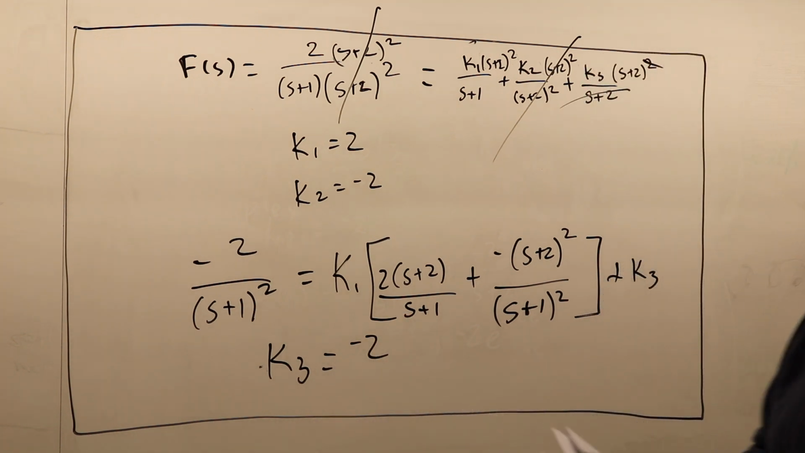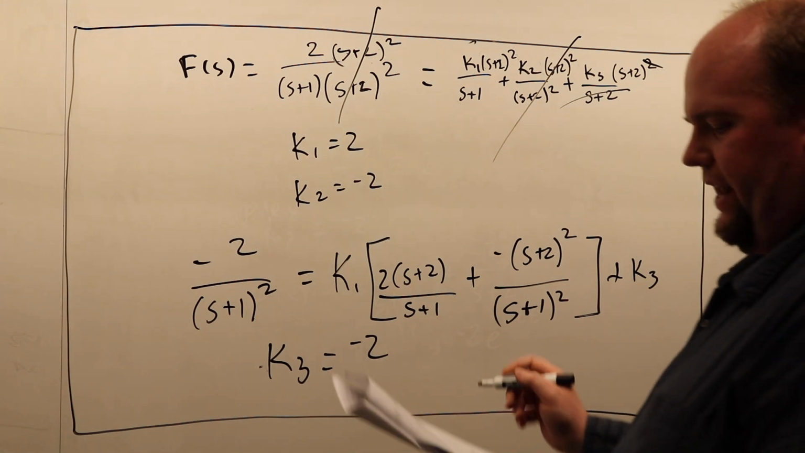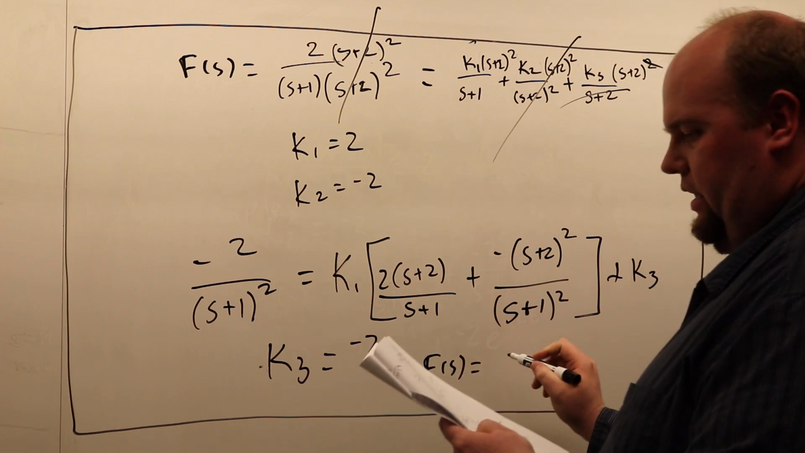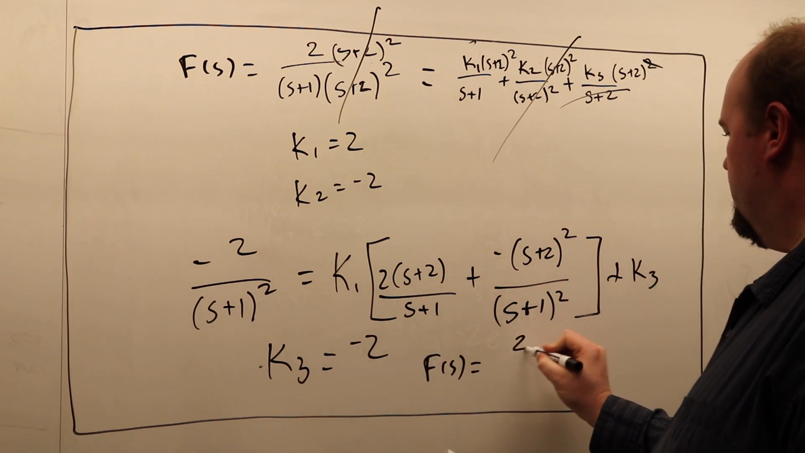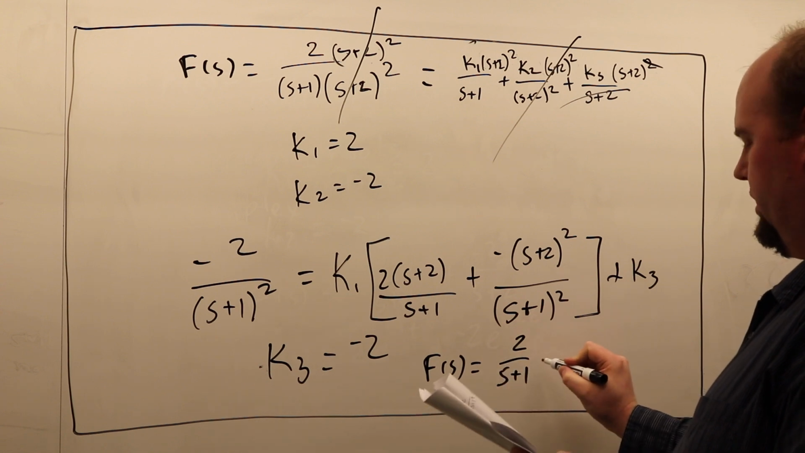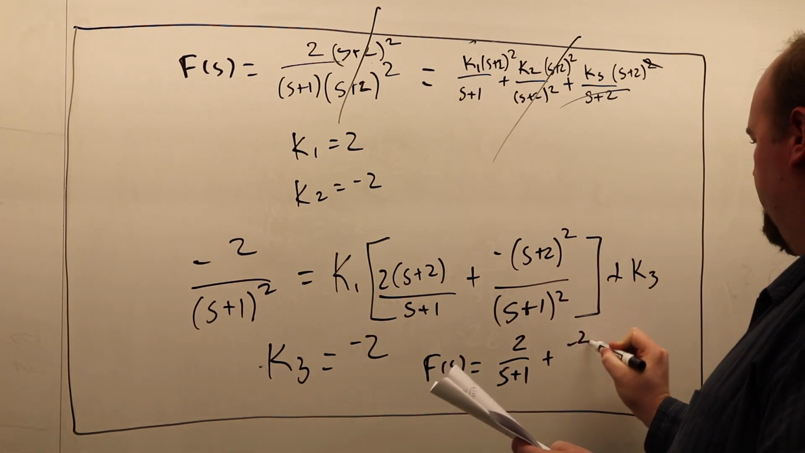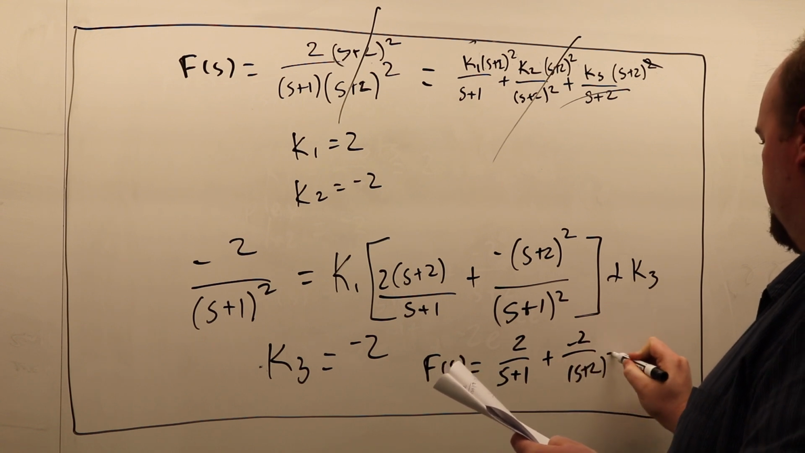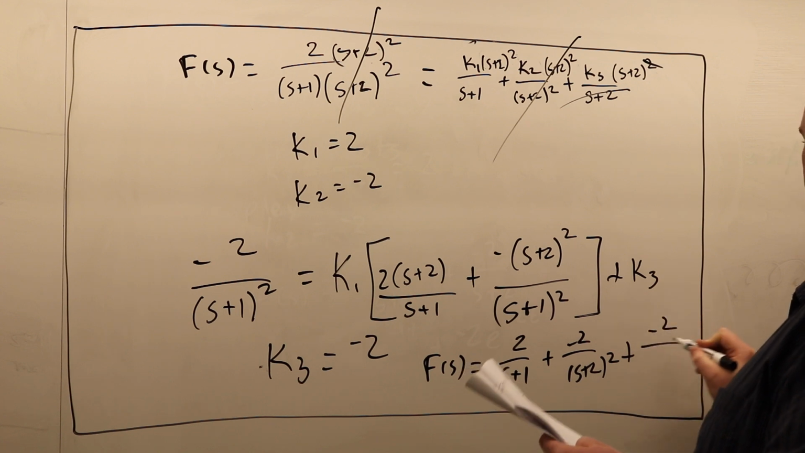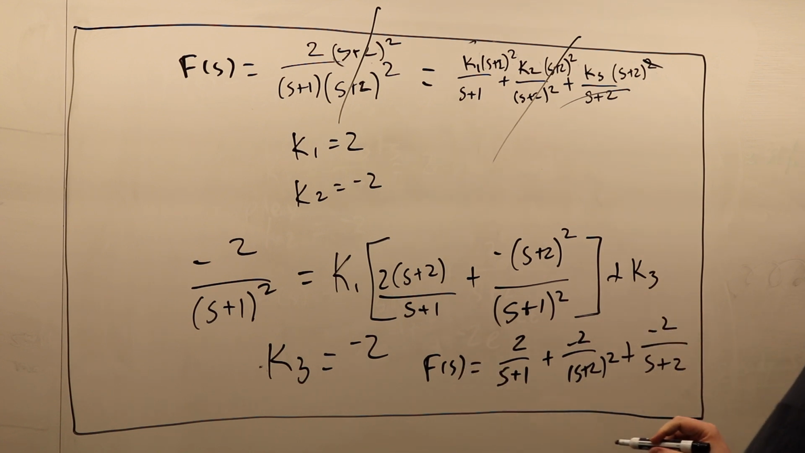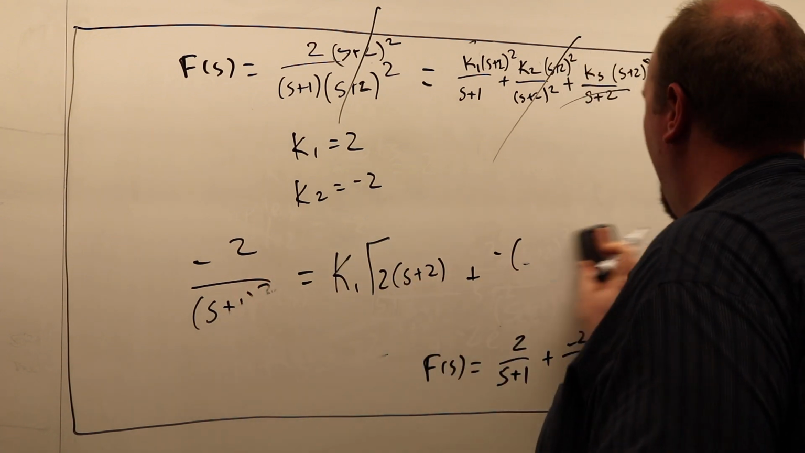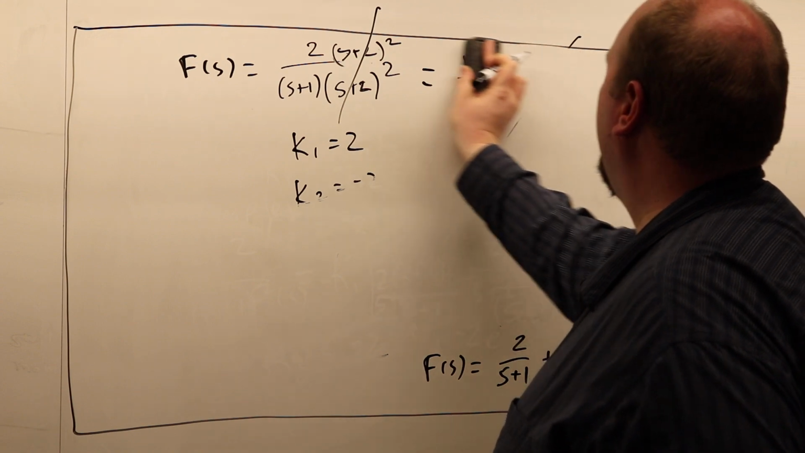Okay, and I'm not going to expand that out. So, well, I will expand that out. So our function of s is going to be 2 over s plus 1 plus negative 2 over s plus 2 squared plus negative 2 over s plus 2. And if we want to write that as a function of time, we want to take the inverse Laplace of that.